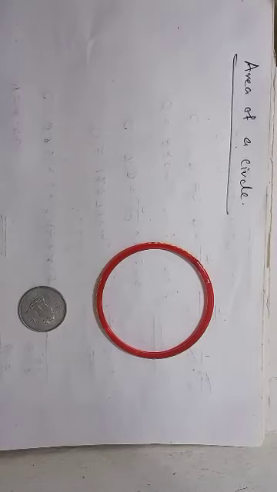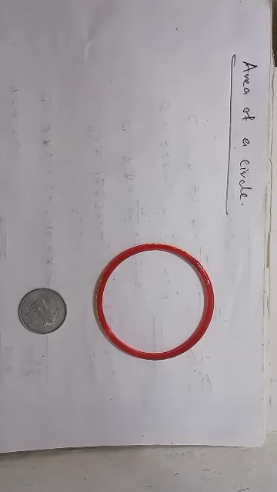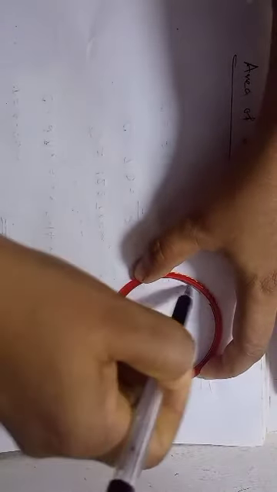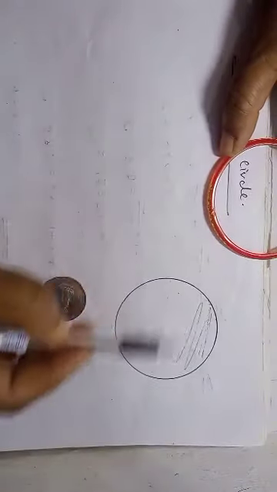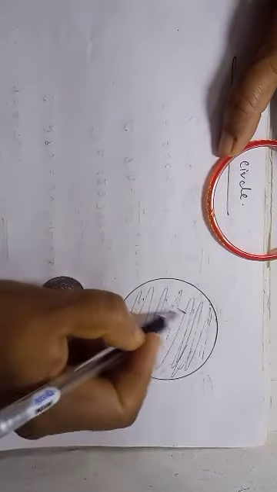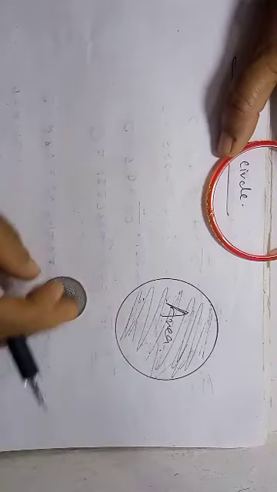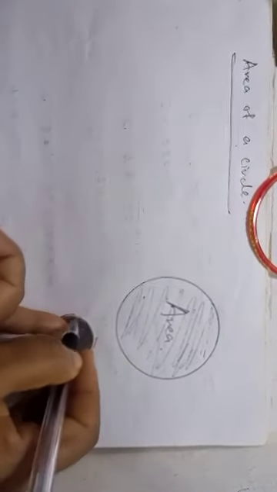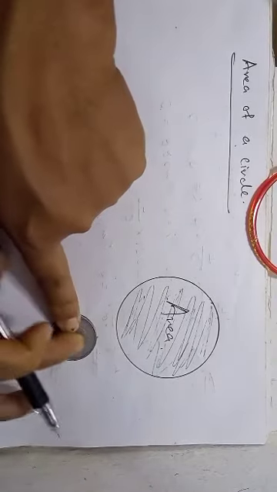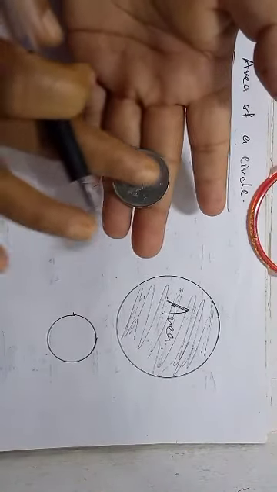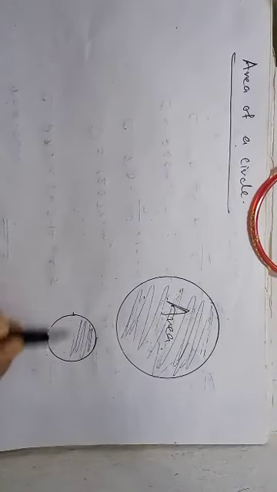Next it is area of a circle. Area means what? This is the circle. The inner part, full, this much part we call the area of the circle. For a small circle, like a coin, this much part, the full part, this part we call the area of the circle. So this is the area.